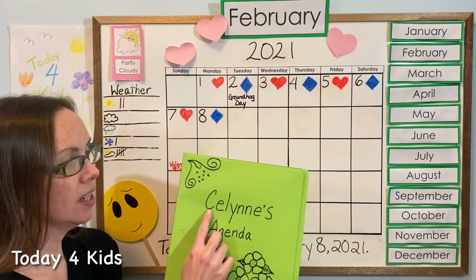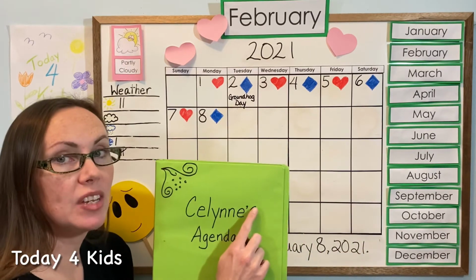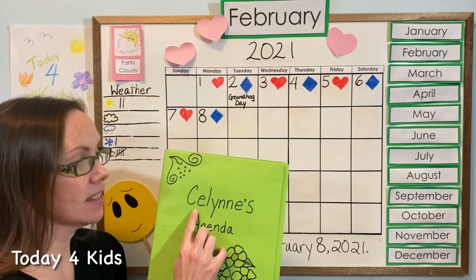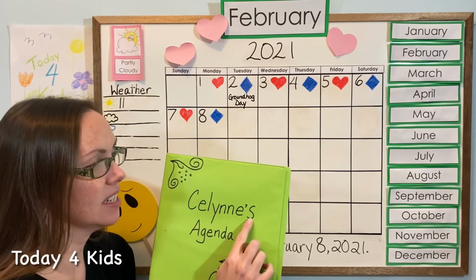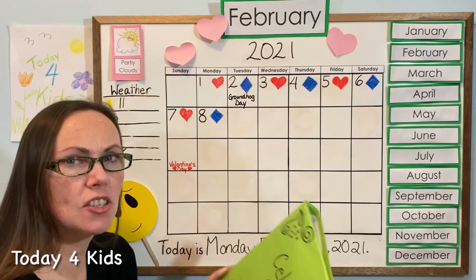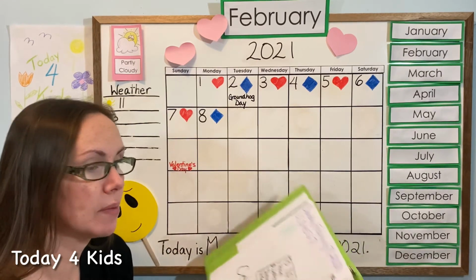And do you remember, I spell my name and then I put an apostrophe S on the end. And that tells everybody that this is my book. It says Celine's. You put an apostrophe S behind your name when you want people to know that something belongs to you.